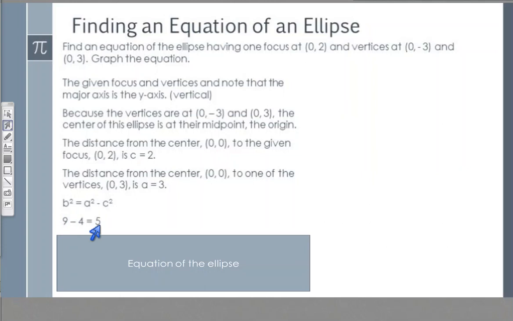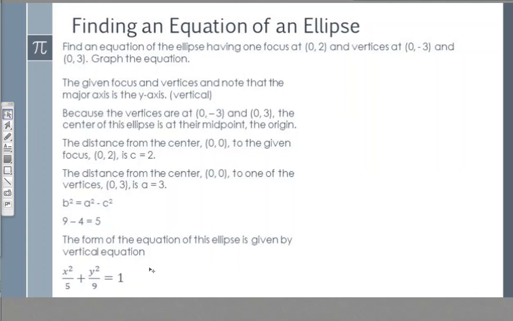So that's going to give me the equation of the ellipse. All right, remember, since it's vertical, my a value is always greater than b, which is greater than 0. Since my a squared value is 9, my b squared value is 5. So that means that 5 is going to go under the x squared, and my a squared value 9 is going to go under the y squared, and that whole thing equals 1, always.